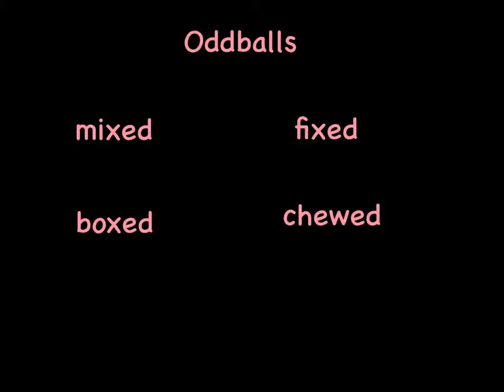There are some words that do not follow any of the 4 rules we've learned for adding ed to a base word. We call these words oddballs. Some examples of these words are mixed, boxed, fixed, and chewed. These words do not follow our rules, so we call them oddballs. When you read words that do not follow our spelling rule, just remember to call them an oddball.